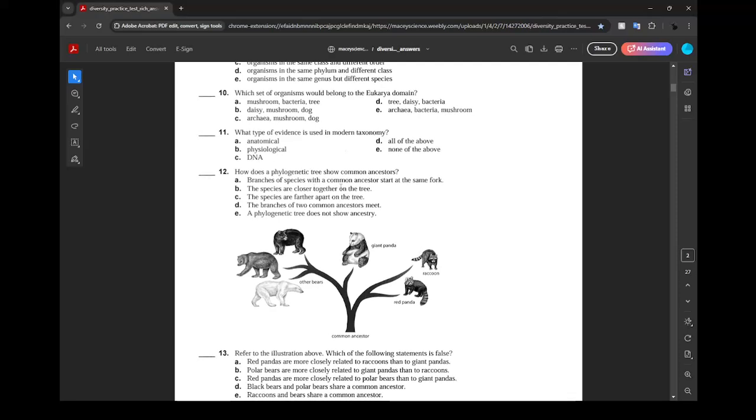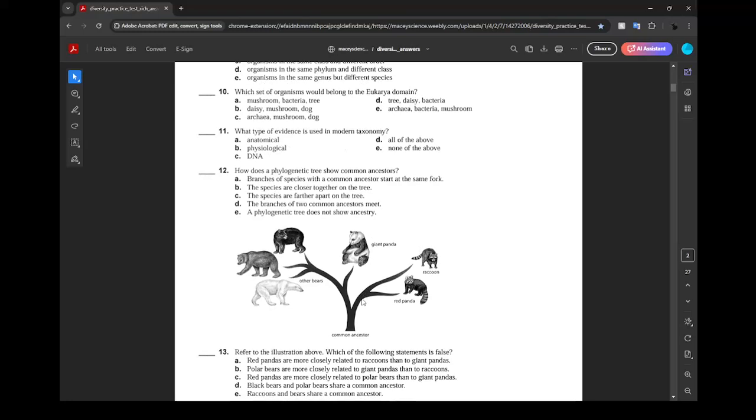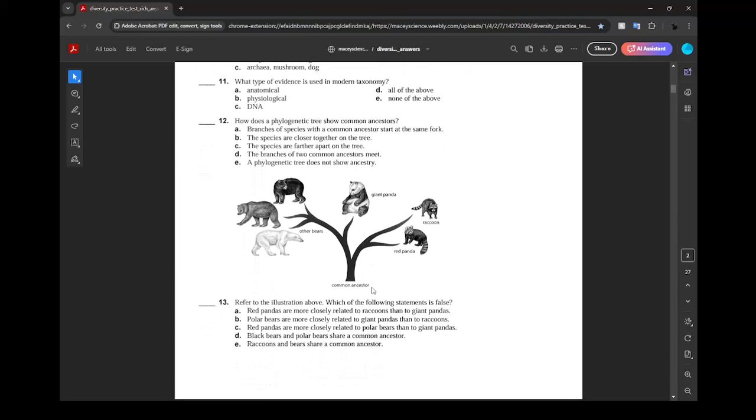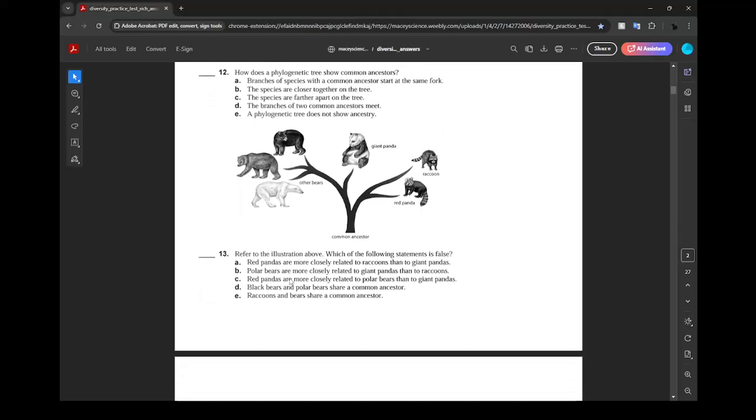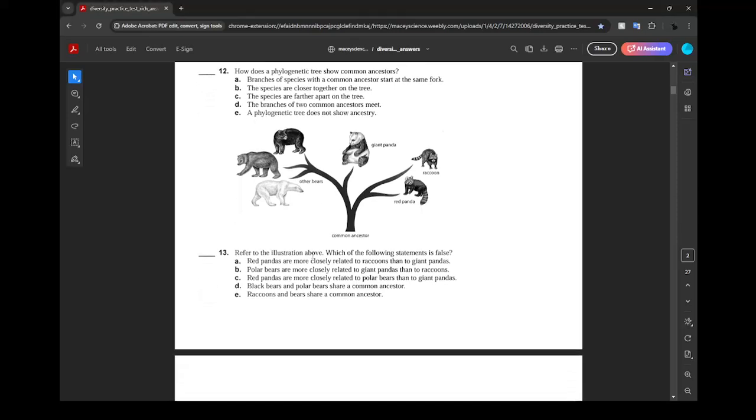How does a phylogenetic tree show common ancestors? Whoa, it even gave you a phylogenetic tree. That is so cool. Okay, common ancestor. Branches of species with a common ancestor start at the same fork. I think that's literally there. This is a lie. This is a lie. So I think your only right answer is 12A. Yep. Refer to the illustration above.